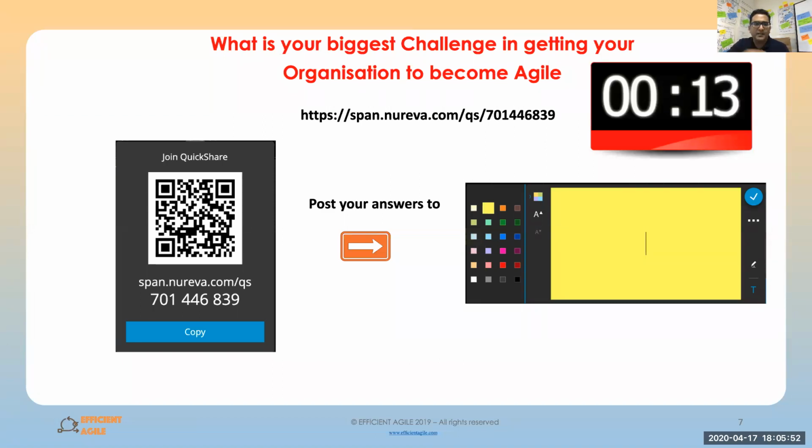You can use any color code you want. The post-it notes have different colors. You can post anything. So I can see a few things coming up. Good. Okay, so let's move on.